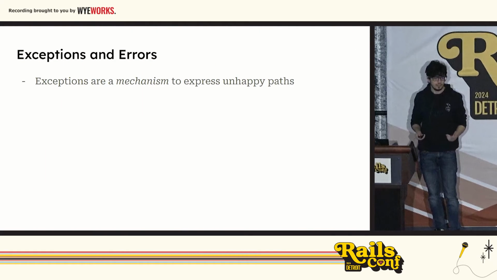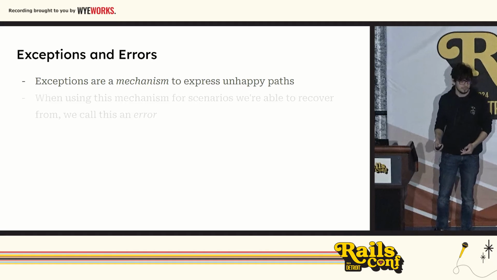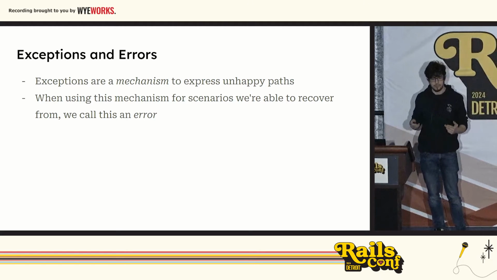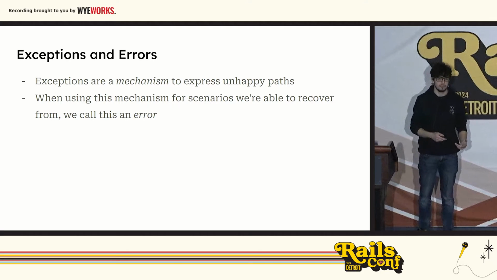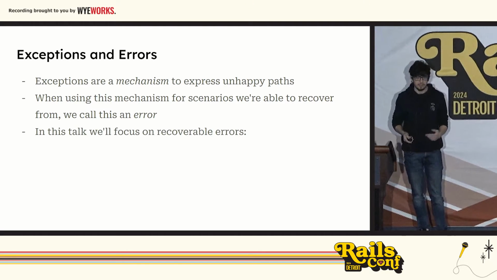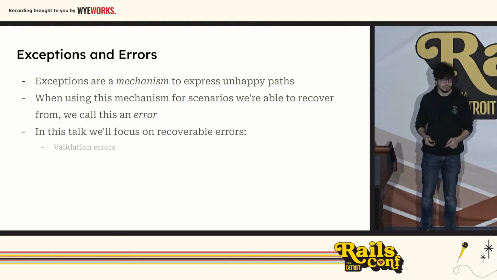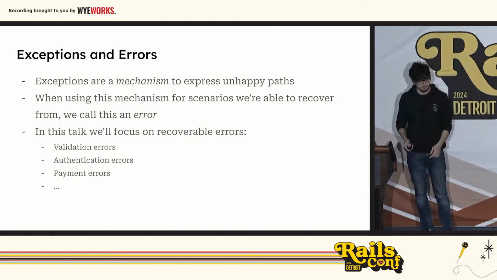So in programming, exceptions are a mechanism that you use to express unhappy paths. And then we use this mechanism to handle scenarios where we're able to recover from some of them. We call this an error scenario. So this is the main difference between an exception and an error. And in this talk, we're going to focus on some of the recoverable errors, like validation errors and authentication errors, payment errors, and so on.